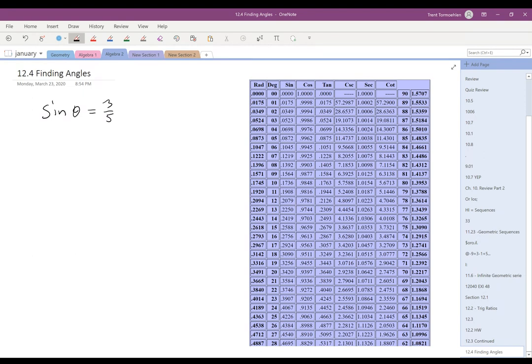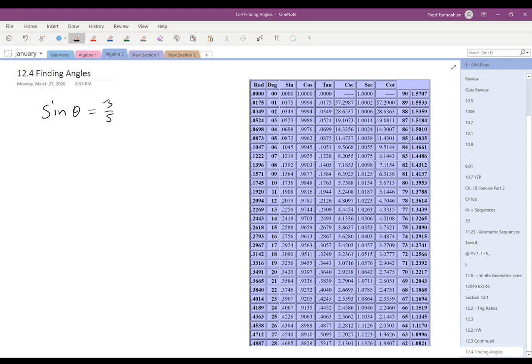And so we could go through and find the value of all of the trig functions for this angle. The cosine of theta, for example, would be 4/5, or maybe negative 4/5, depending on where it is located, which is something we'll get into. But the question is, what is the actual angle?